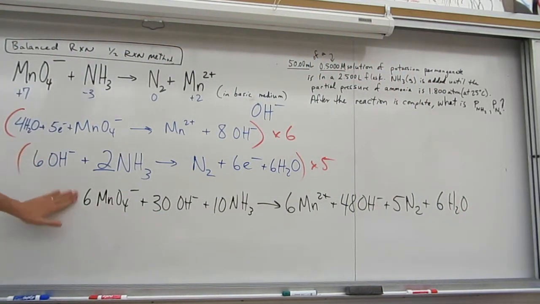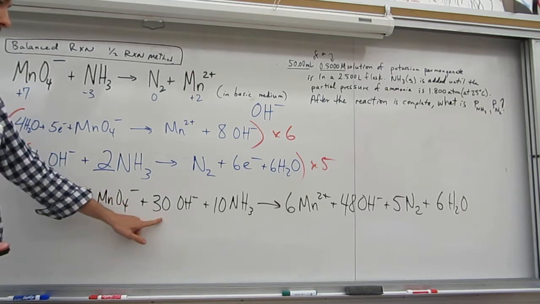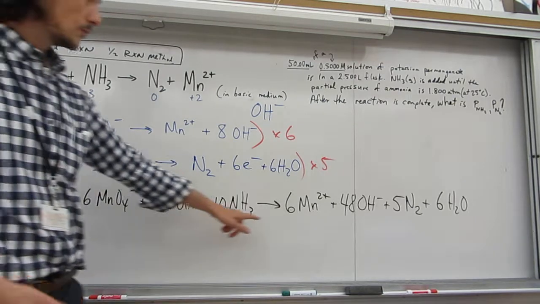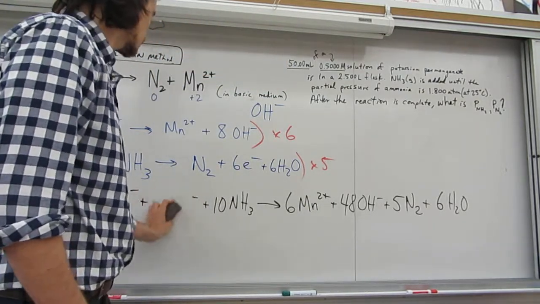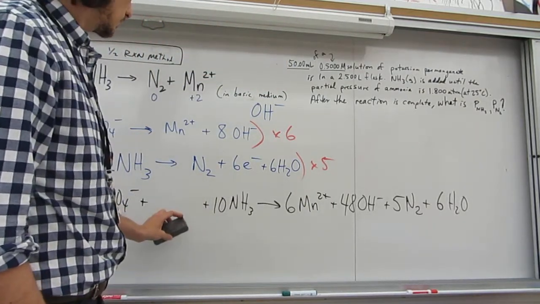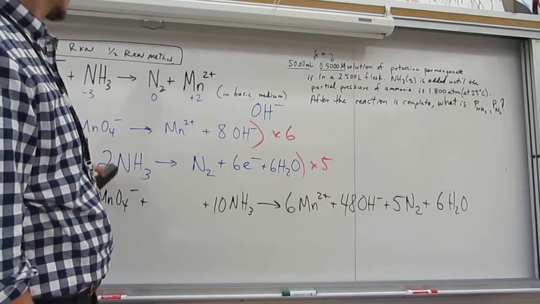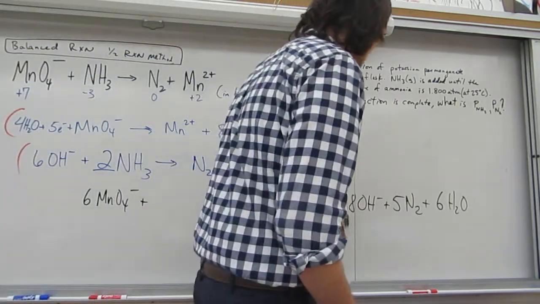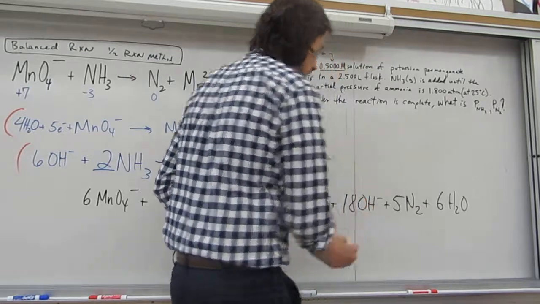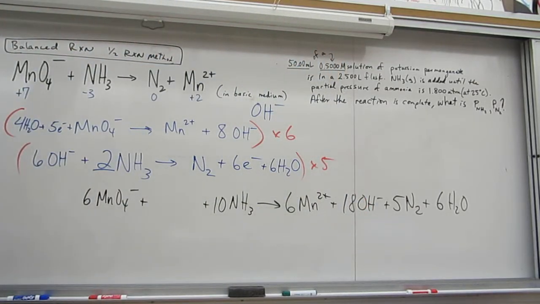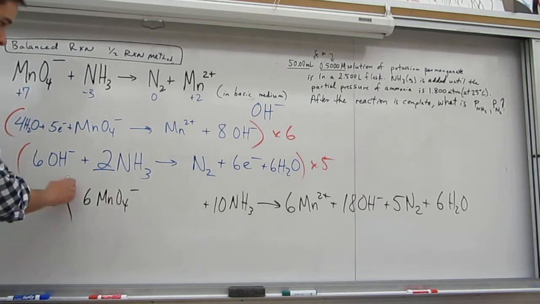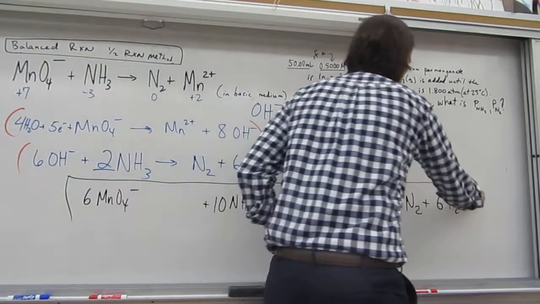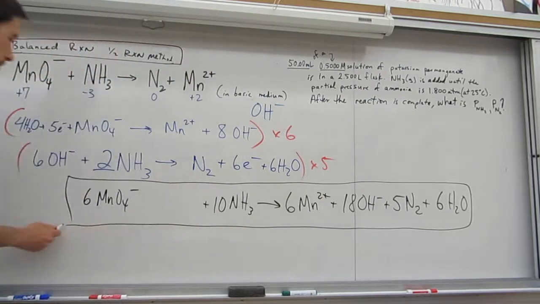And the next thing is hydroxide. There are 30 hydroxides on the reactant side, 48 on the product side. So I can get rid of 30 hydroxides as well. So we're going to have 18 hydroxides on the product side. So that is your complete balanced equation.